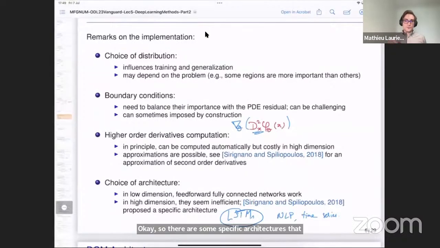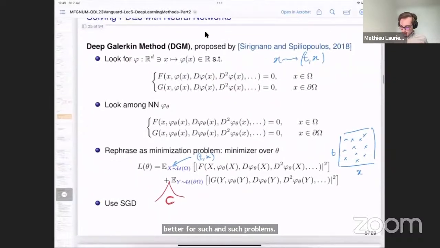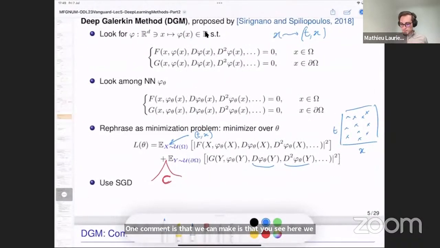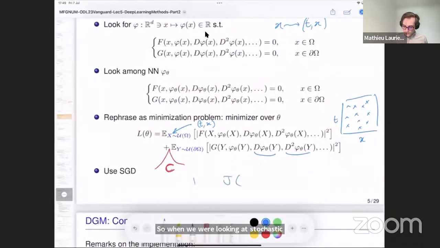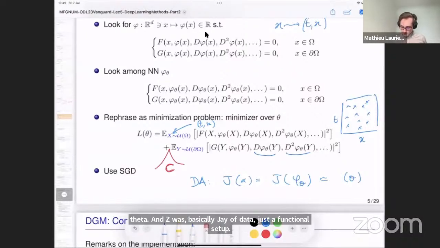Okay, so there are some specific architectures that could be helpful. And I think here, if you are interested, there are certainly many things to understand about why such and such architectures are better for such and such problems. One comment we can make is that you see here, we really need the first order, second order derivatives because they appear in your PDE. So when we were looking at stochastic control problem, for example, in the direct approach, we were taking J of alpha, we were replacing it by J of phi theta, and this was basically J of theta, just a function of theta. So, or the loss, if you want, function of theta.